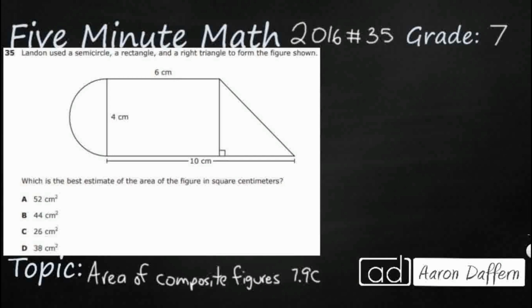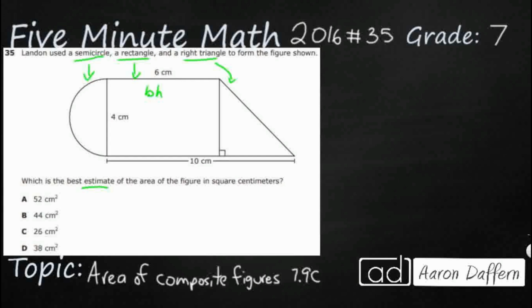So we've got this strange composite figure here of a semicircle, a rectangle, and then a right triangle. And it just forms this strange figure, and we need to find the best estimate. So we can round a little bit if we need to find the area of this figure. So let's start with the easiest one right here. This area is base times height for our rectangle. So that's going to be super easy.